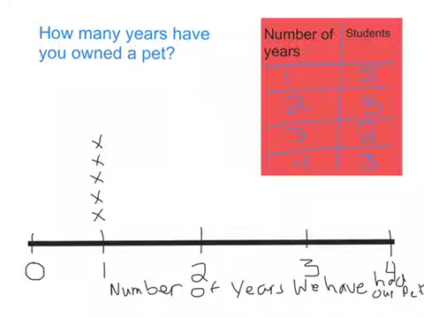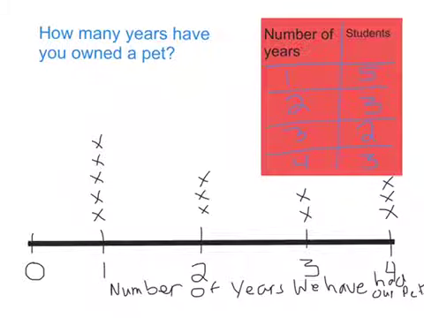So I made 1, 2, 3, 4, 5 X's because I had 5 students who have had a pet for 1 year. How many students have had a pet for 2 years? You're right, it's 3. So add 3 X's above the 2. And if we keep going, we see that we have 2 students who have had a pet for 3 years. So I'm going to make 2 X's for those 2 students, 1 for each student. And I have 3 students who have had a pet for 4 years. So I'm going to make 1, 2, 3 X's to represent those 3 students.